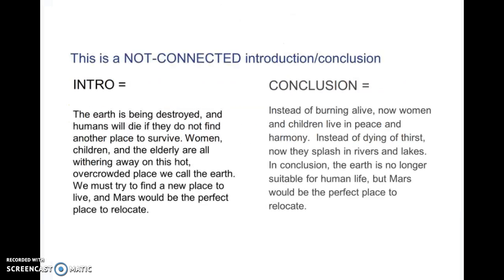So let's revisit this intro and this conclusion that the student wrote. It's the same intro about a dying earth where children, women, and elderly are withering away in the hot planet, and they're suggesting that we move and relocate to Mars. But now, let's look back at this new revised conclusion, and let's ask ourselves, is it better? Here's their conclusion. Instead of burning alive, now women and children live in peace and harmony. Instead of dying of thirst, now they splash in rivers and lakes. In conclusion, the Earth is no longer suitable for human life, but Mars would be the perfect place to relocate.